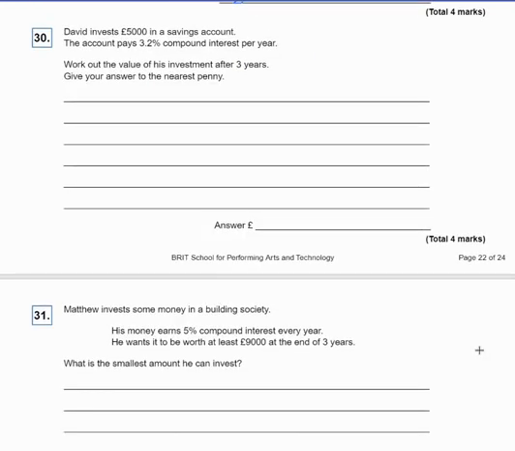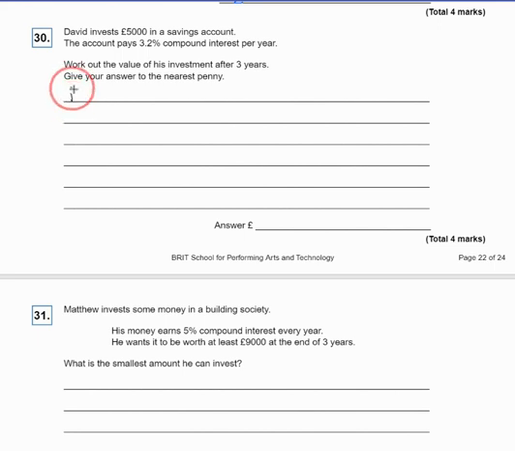Okay, here's the question that I mentioned that we would do in the next video. Here it is. David invests £5,000 in a savings account. The account pays 3.2% compound interest per year. Work out the value of his investment after 3 years. Well, we're increasing our amount by 3.2% each year, and it's of the new amount, it's compound interest.